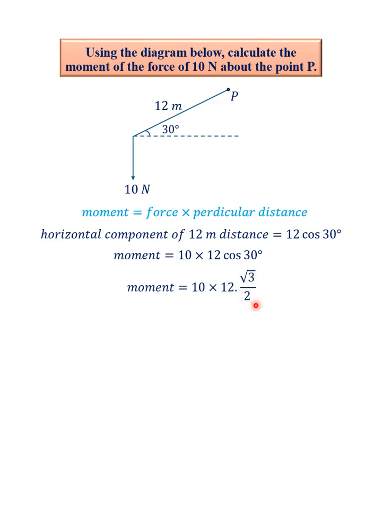2 will go into 2 one time, and 2 can divide 12 six times, so that we have 10 times 6 root 3. 10 times 6 is 60, and the answer becomes 60 root 3 Newton meter. So this is the moment of the force of 10 Newton about the point P.